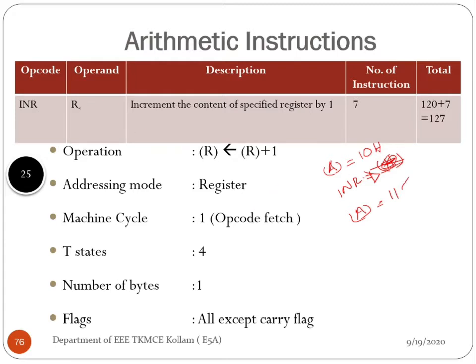So as the operand is available in any one of the general purpose registers, the addressing mode is register addressing mode. When we are converting this instruction into machine code, the machine code size is only 1 byte long, that is opcode. So it is a 1 byte instruction. Here we need to take this opcode into instruction register only in order to complete the execution of this instruction. So it requires only one machine cycle, that is opcode fetch. The number of T states for completing opcode fetch is usually 4. When this instruction is executed, all flags are affected except carry flag.